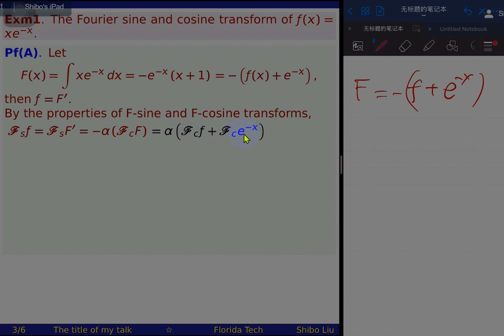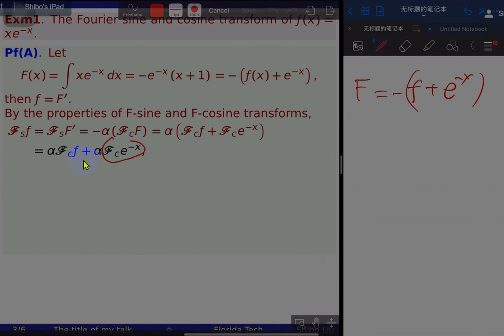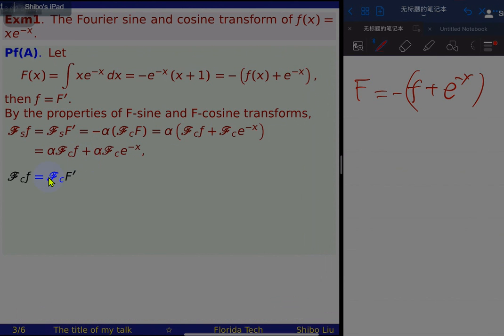Yes, we multiply alpha to both terms. Then we observe that we know what the Fourier cosine of the exponential is; we know the result of this. Similarly, we apply the Fourier cosine to small f. But small f is capital F prime, so we have this equality. Then we apply the property of the Fourier cosine.